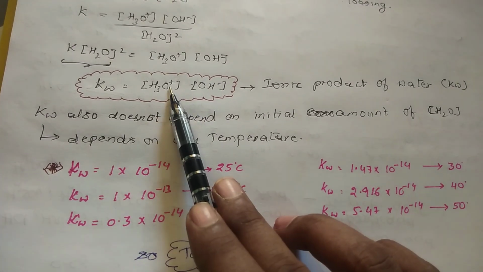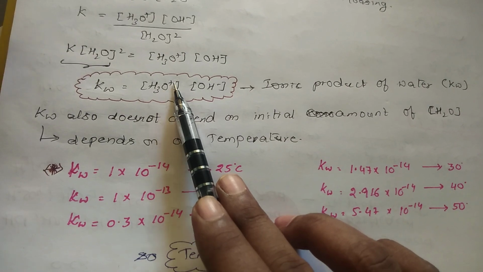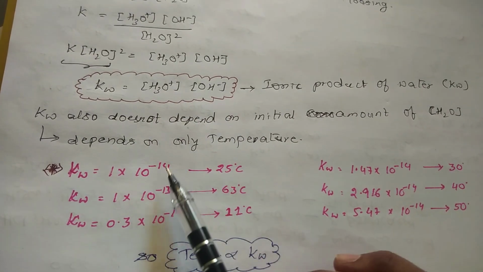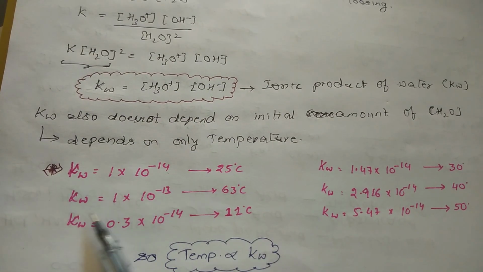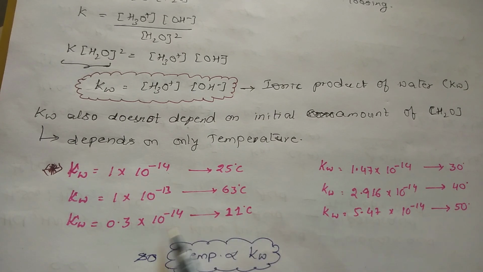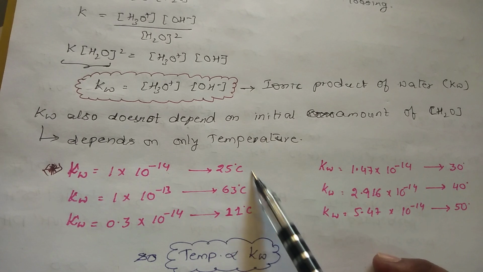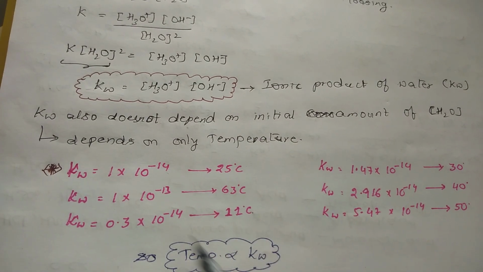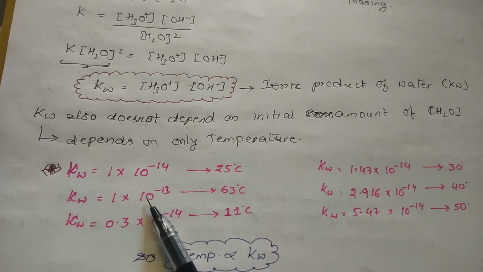H plus means concentration, moles per liter, so Kw has units of moles square by liter square. Here Kw is 1 into 10 power minus 13 at 63 degrees centigrade. At 11 degrees centigrade, it is 0.3 into 10 power minus 14. So if the temperature is decreasing, what is happening? The value of Kw is decreasing. If the temperature is increasing, the Kw value is increasing.